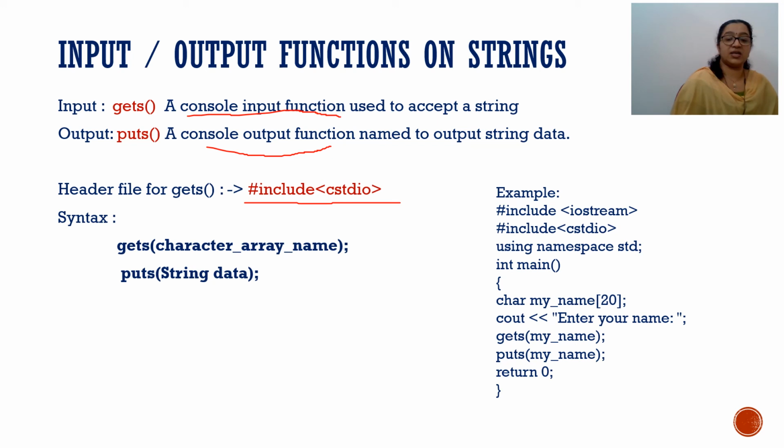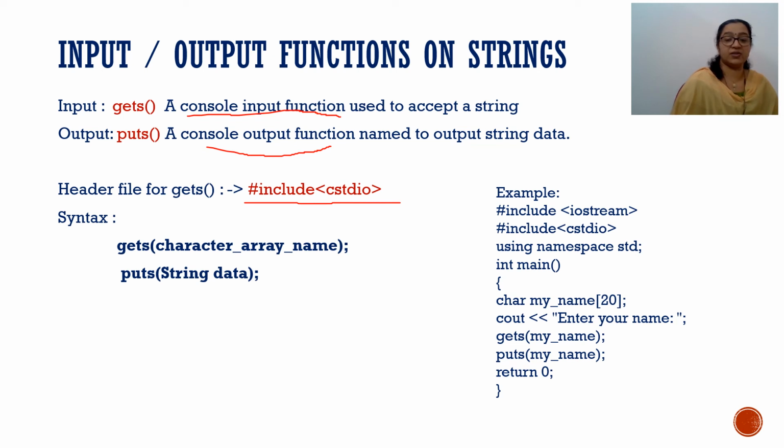Then see cout, "Enter your name". The prompt is given as enter your name. gets(myname). So this is the way of input. Gets is the function name, then in the bracket the array name directly. Bracket close, semicolon. Then puts(myname); semicolon. So this is for input and this is for display. For using gets and puts, we need to include cstdio.